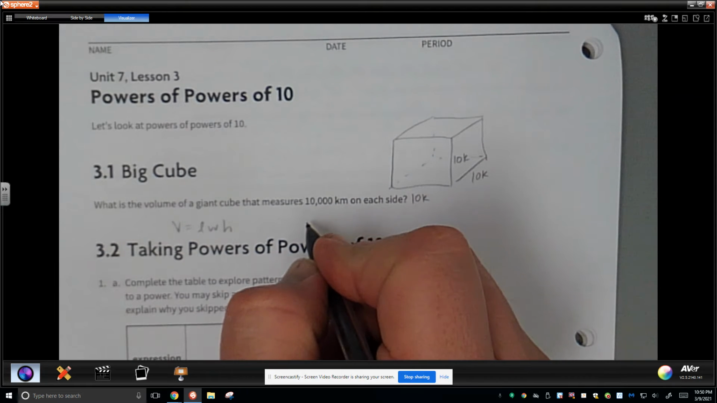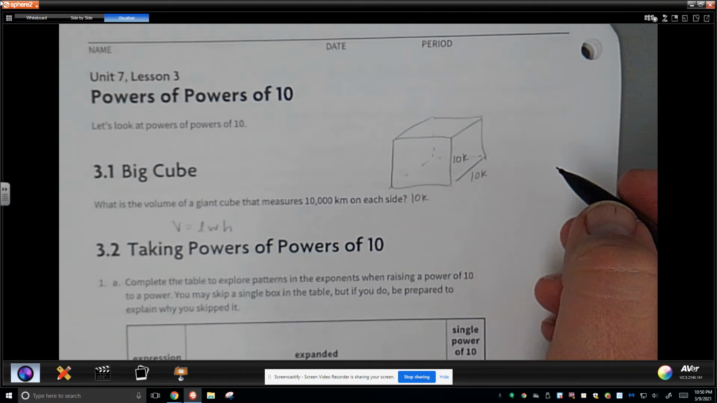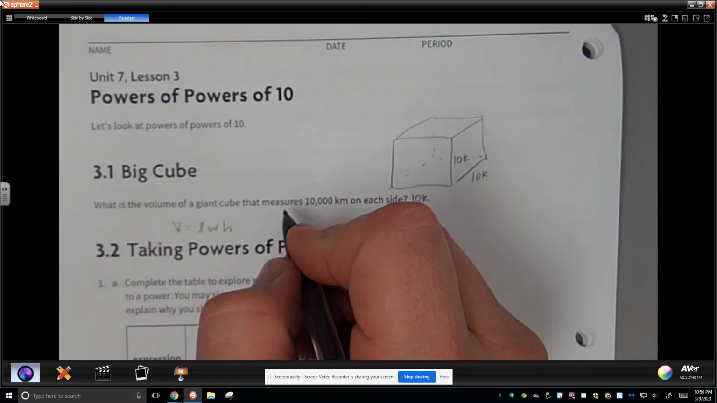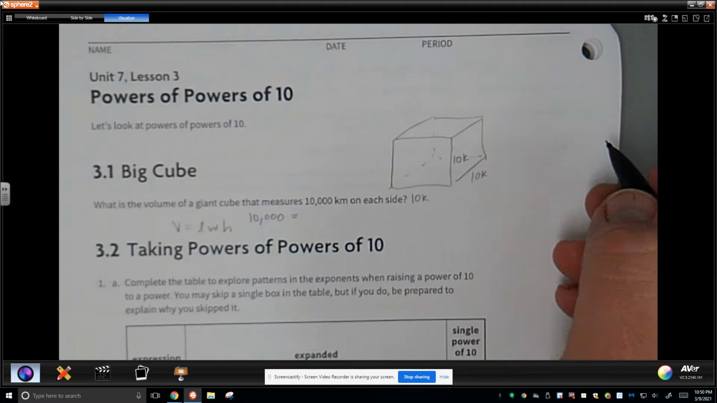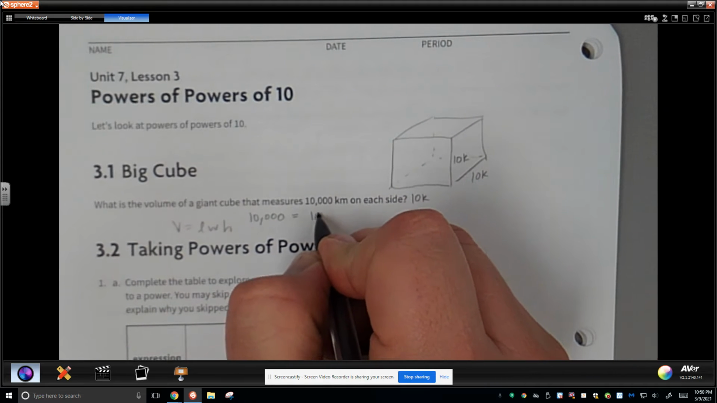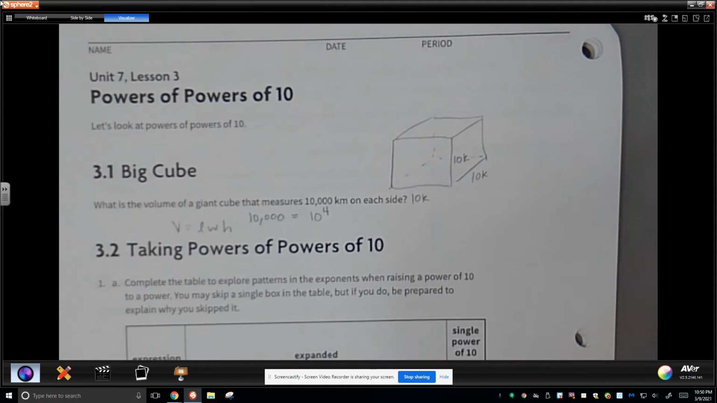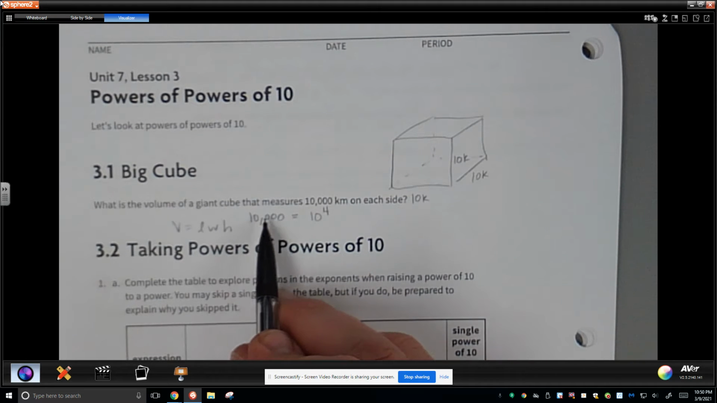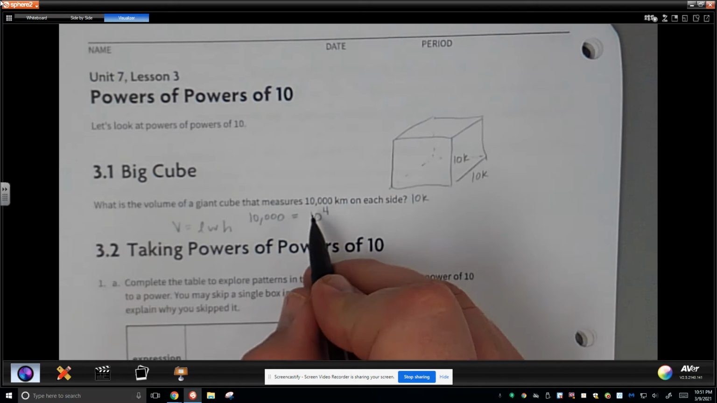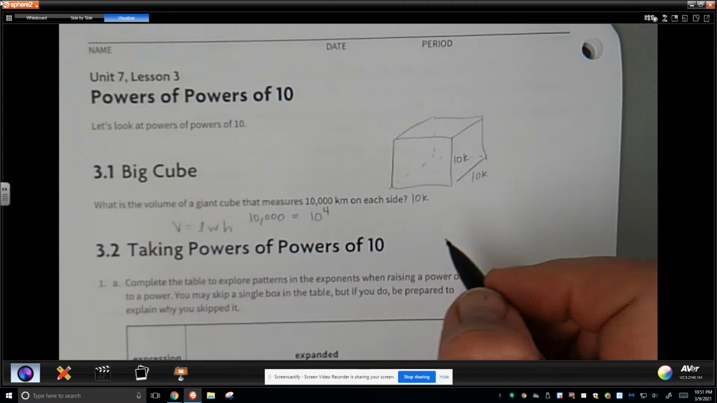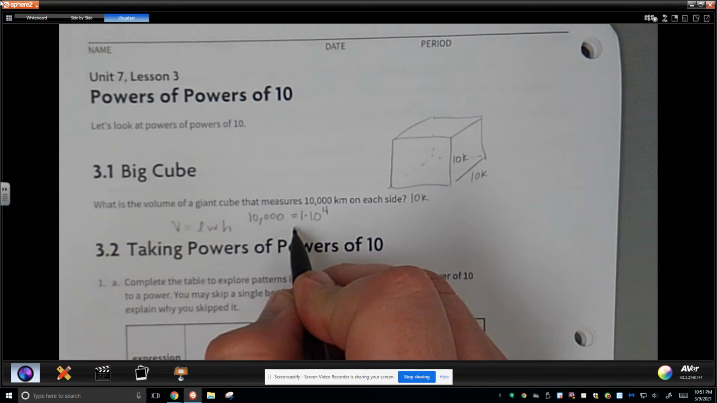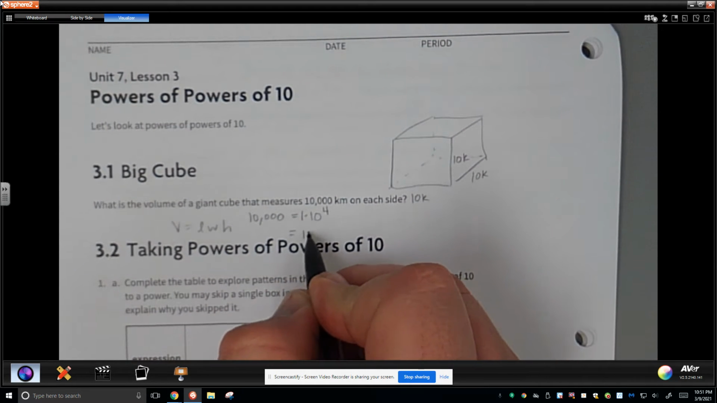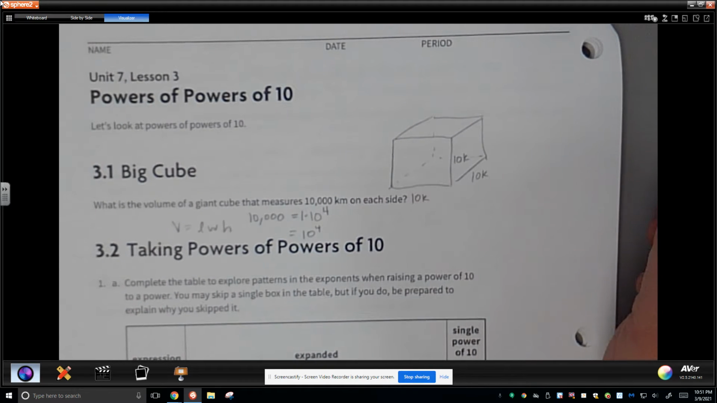If we take the length, the width, and the height, knowing that they're all the same, we can take the value of 10,000 and first turn it into a power of 10. That power of 10 is going to be 10 to the 4th power. And I know that because if I take 1 and multiply it by 10, it's going to take 4 place values to figure that out. So 1 times 10 to the 4th power would be written as what we call scientific notation. And then 1 times 10 to the 4th power would simply just give me 10 to the 4th power.